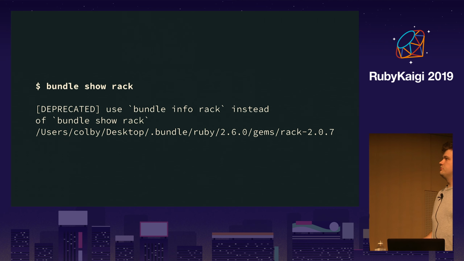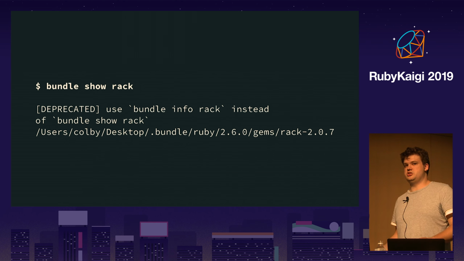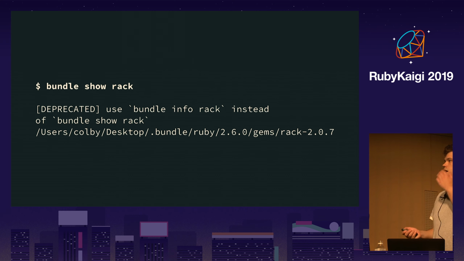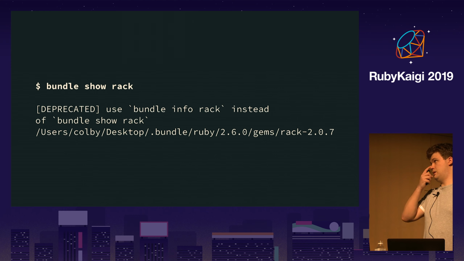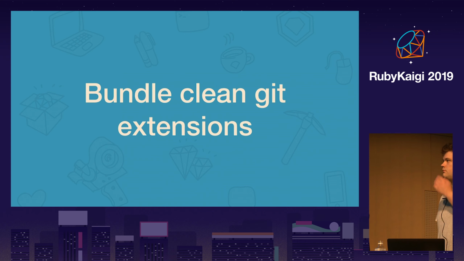So, for example, here's an example for the show command. Show is kind of like this weird combination between listing gems and showing some information about a gem. So you can see we're going to deprecate this command in Bundler 3, and we're pointing out with a warning saying there's a new command called bundle info that you should be using to pull information about this gem.